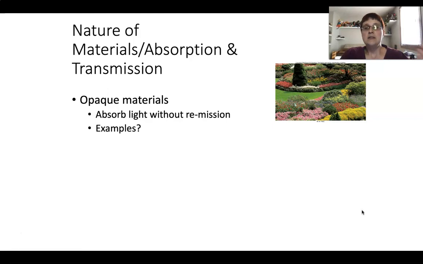So what are some examples of opaque materials? So think about what are things that are opaque. These are items that you can't see through. So most of the materials that we see every day are considered opaque materials, meaning that they absorb some of the light without re-emitting it.